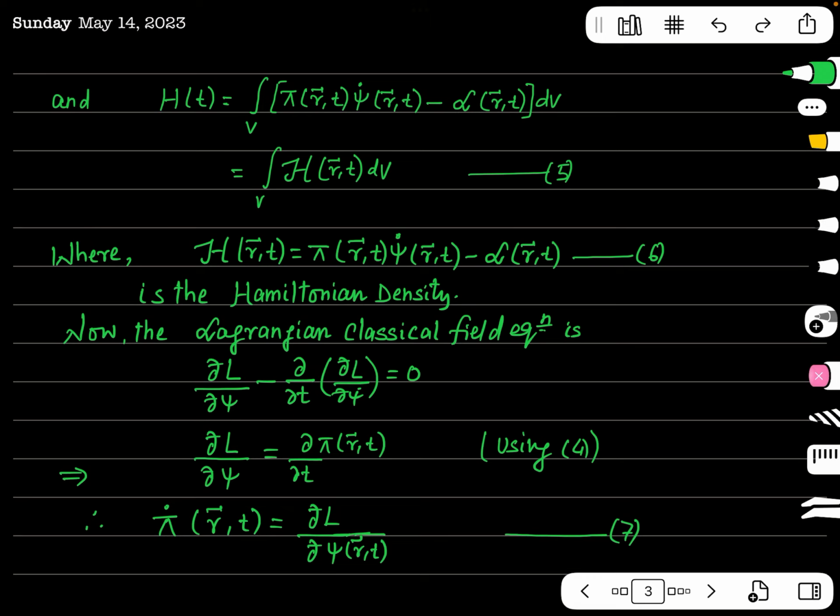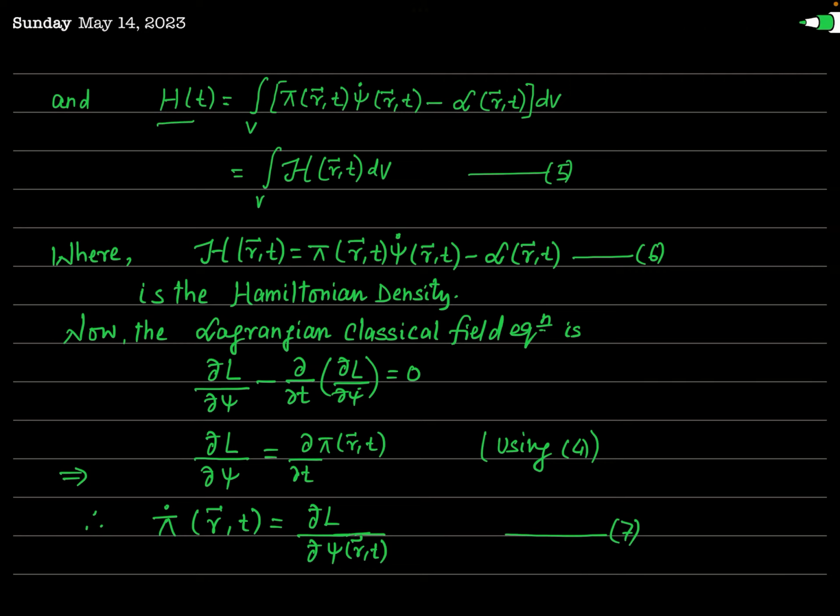So again you can see that if we want to write this H of t, then what will actually be the result? Here it is the integral over V of pi of r,t times psi dot of r,t minus the Lagrangian density, dV. When you take the integral over V of this much, you will get the Hamiltonian of the system.